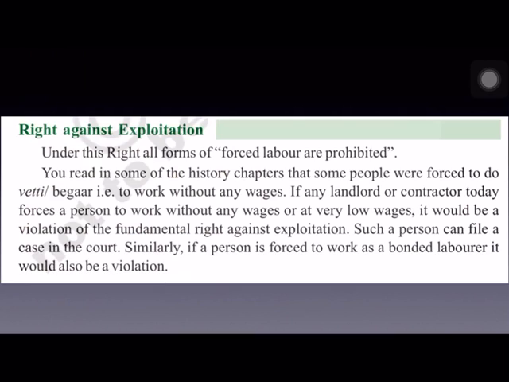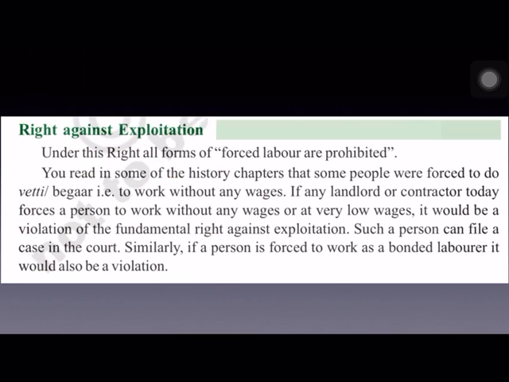Under this right against exploitation, forced labor is prohibited. All forms of forced labor are prohibited according to this right. That means no one should be exploited against his or her will.